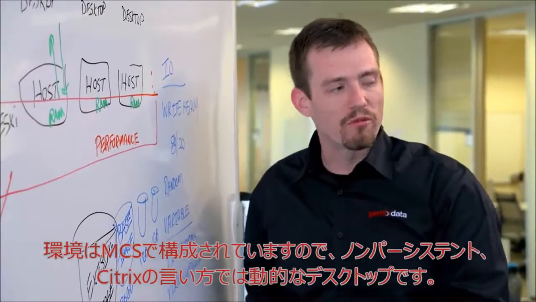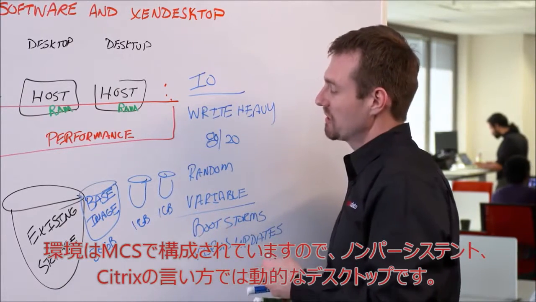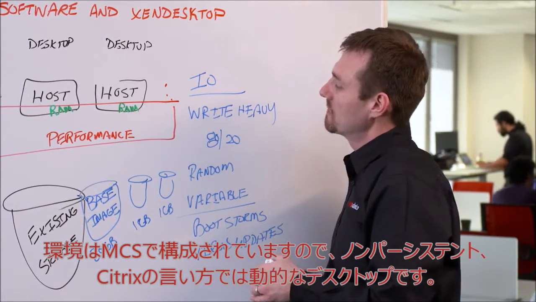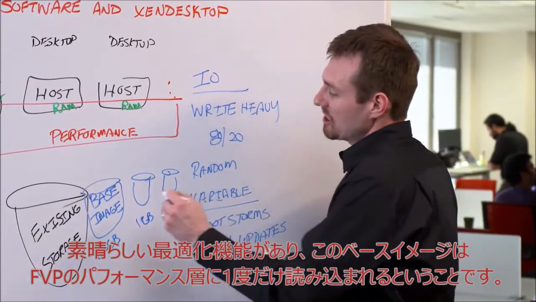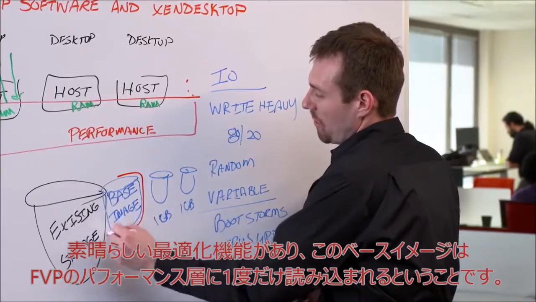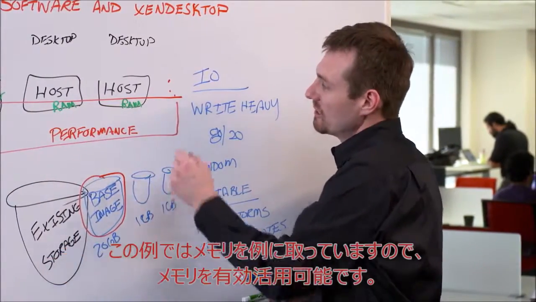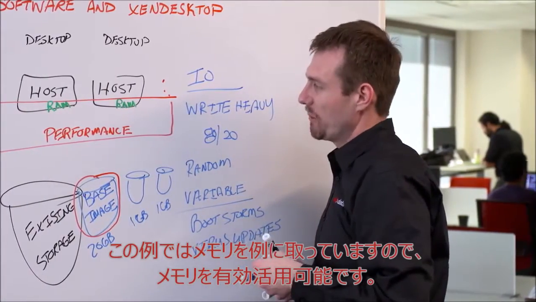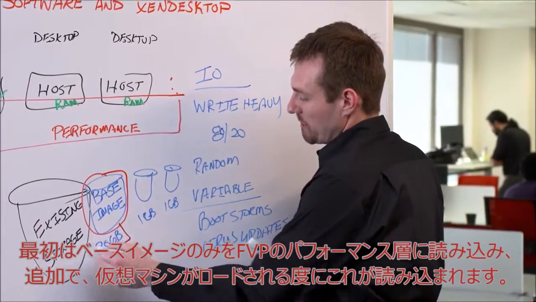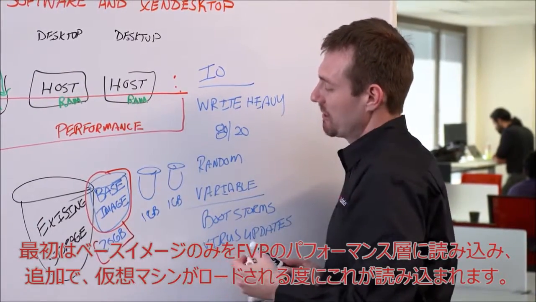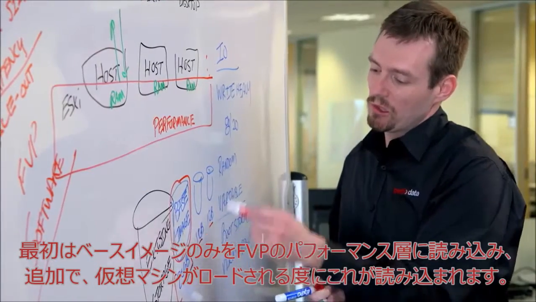As we talked about before, we've actually deployed MCS desktops in this case, non-persistent or dynamic, as Citrix tends to call them. And the beauty here is that with optimization technology, this base image will actually only be loaded into FVP software in this performance tier once. So in this case, where we're using RAM as an example, we won't take up more RAM than is needed. So as we do that, we'll actually load only this base image into the performance tier here with FVP, and then as each of these VMs gets provisioned, each desktop will additionally take those up.